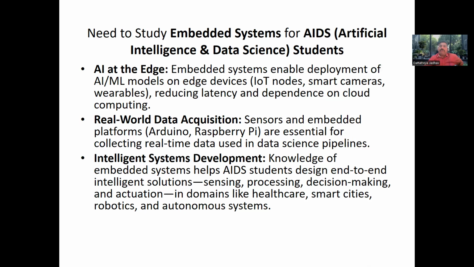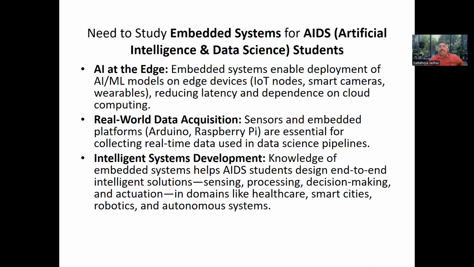like IoT nodes and smart cameras, which will be considered, and it will be used for reducing latency and dependency on cloud computing. It helps to improve how the AI ML model runs on the embedded system. Then real world data acquisition: sensors and embedded platforms like Arduino and Raspberry Pi are essential for collecting real time data using data science pipelines.